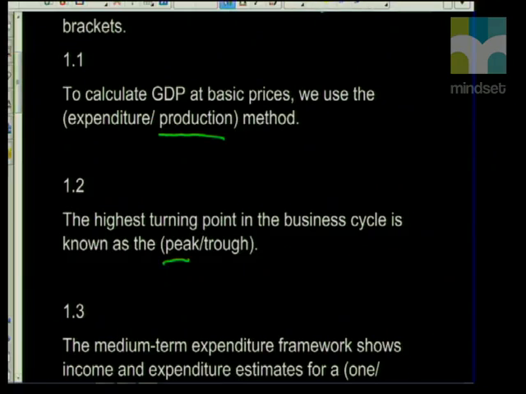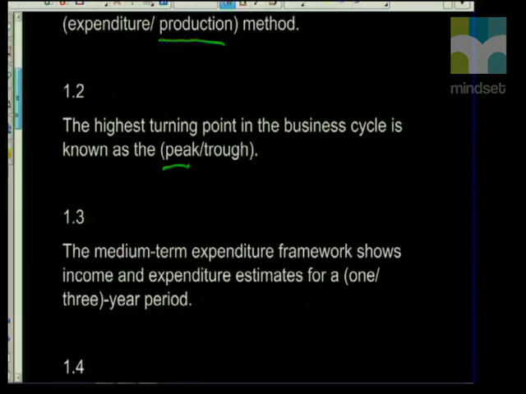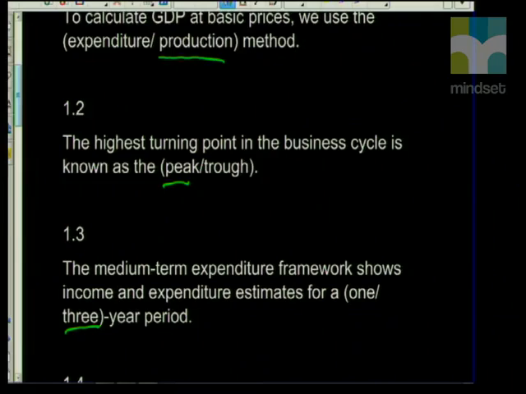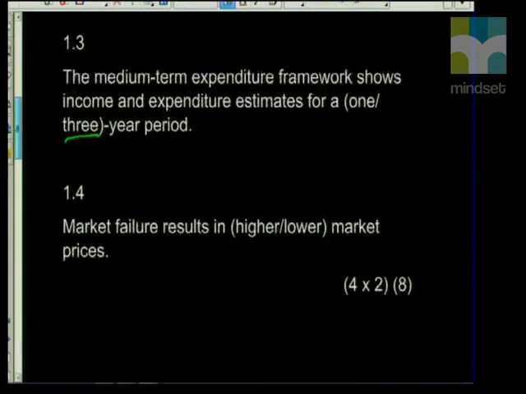The third question says, the medium-term expenditure framework shows income and expenditure estimates. Is it for a 1-year or a 3-year period? I think people are guessing, or some of them have got it. Most of you have got it. I know you are intelligent. It's 3 years. Yes, correct.